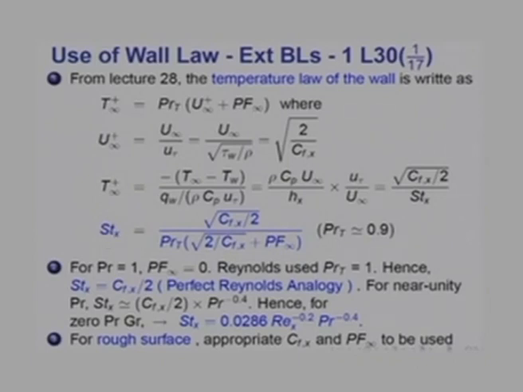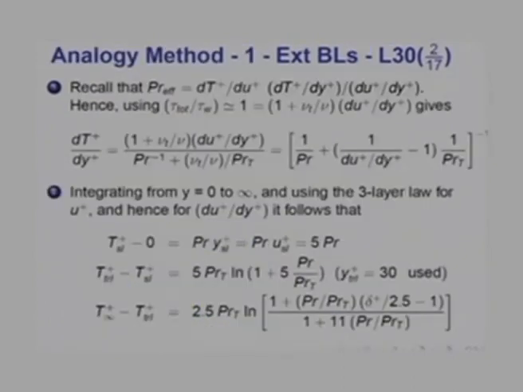This is the simplest way to evaluate Stanton number, but then we can also apply a somewhat more rigorous analogy method, in which we recall that the effective Prandtl number is essentially dT+/dU+, which we can write as dT+/dy+ multiplied by dy+/dU+. It should be dy+/dU+, not dU+/dy+. And hence, using the relation tau total divided by tau wall is approximately equal to 1 plus nu_t by nu dU+/dy+.